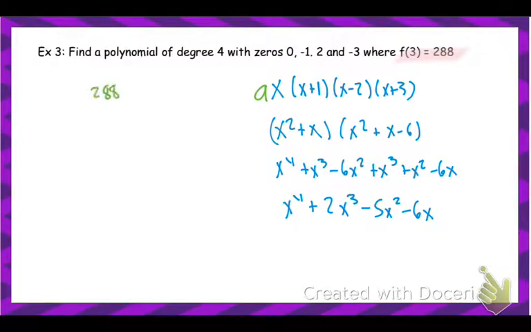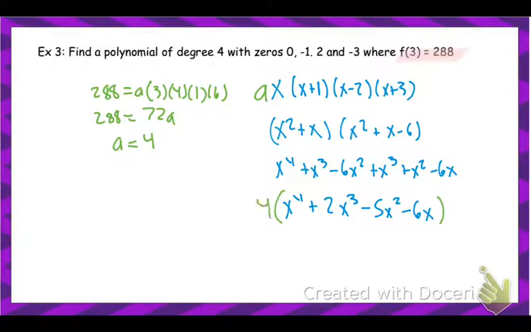So 288 is equal to a, and then what I'm plugging in for x is 3. So 3 plus 1 is 4. 3 minus 2 is 1. 3 plus 3 is 6. So I get 288 equals 72a. So I get that a is equal to 4. So if a is equal to 4, we're multiplying all of this by 4. And that is my polynomial.